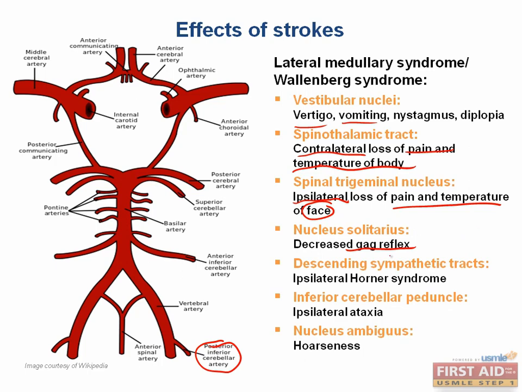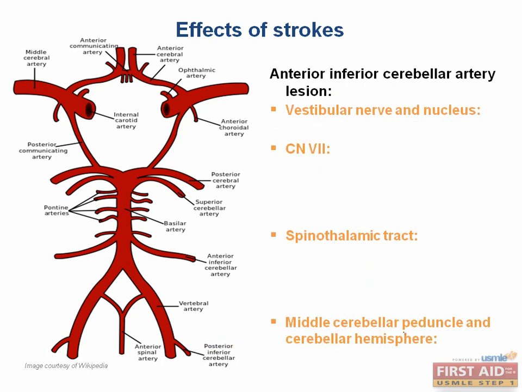While because of the sympathetic tract involvement, you will get Horner syndrome. With the cerebellar peduncle, we know that the cerebellum is important for motion and movement, and so ataxia makes sense. And lastly, with the nucleus ambiguus, you would get hoarseness. This last clue, hoarseness, is actually something that you should really look out for, because if you see that, you have a very good clue that you're probably dealing with Wallenberg syndrome or lateral medullary syndrome.